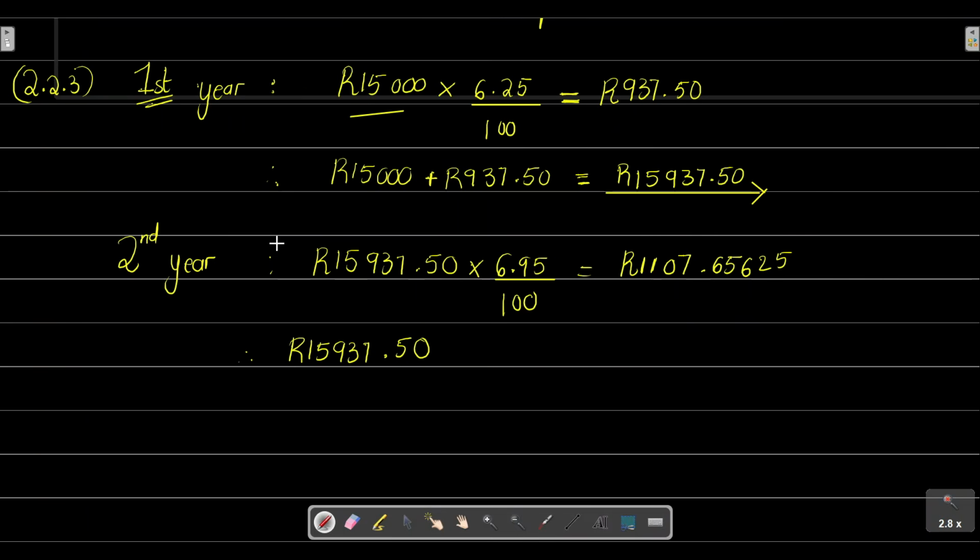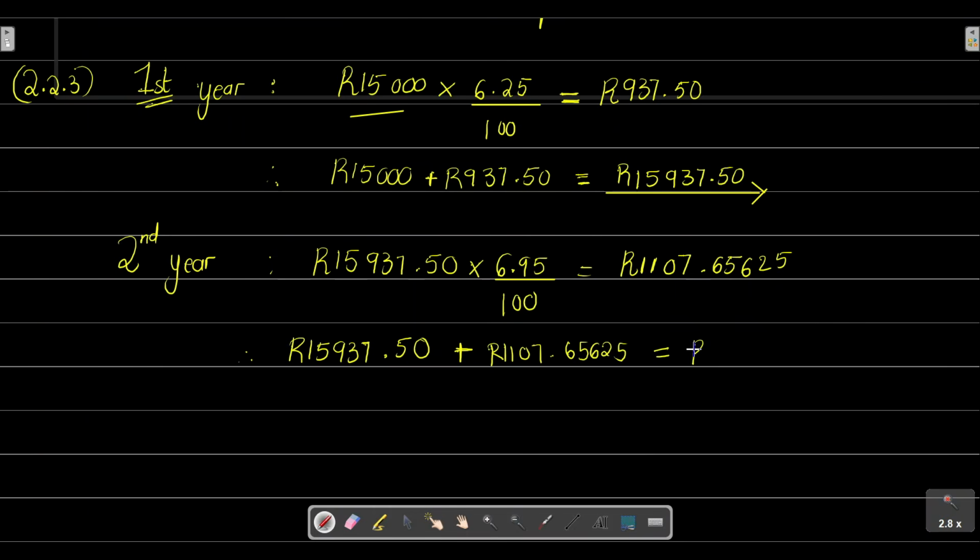So he started the year with 15,937 rand and 50 cents. He earned interest to the value of 1,107.65625, meaning at the end of the second year, how much does he now have in his account?